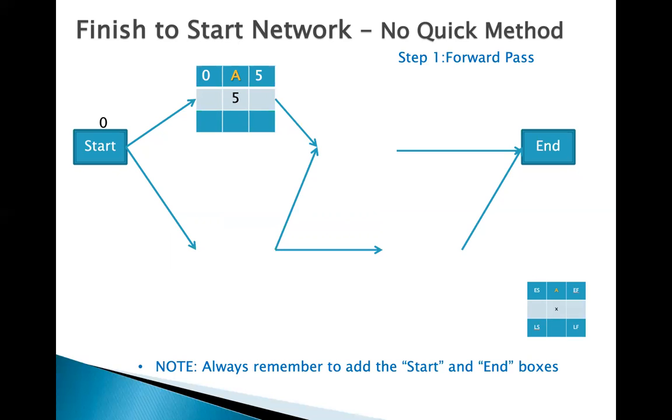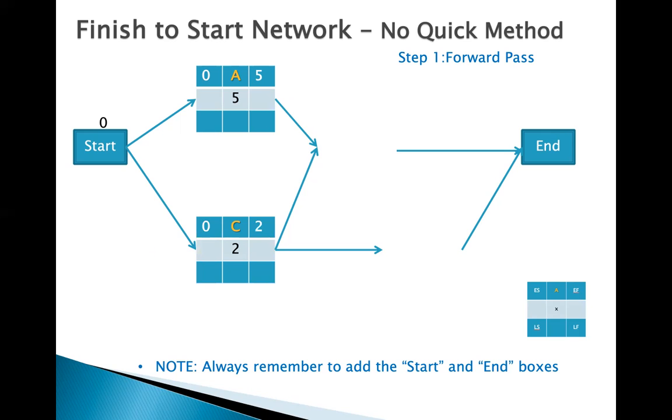For activity C, the earliest start is 0. The duration of activity C is 2. So the early finish of activity C is 2. Why? Because activity C can start right away and the duration is 2. So the early finish date of activity C is on day number 2, and activity A is day number 5.